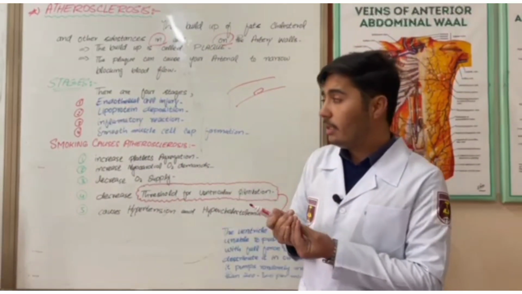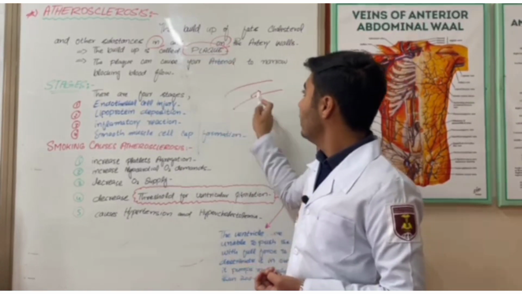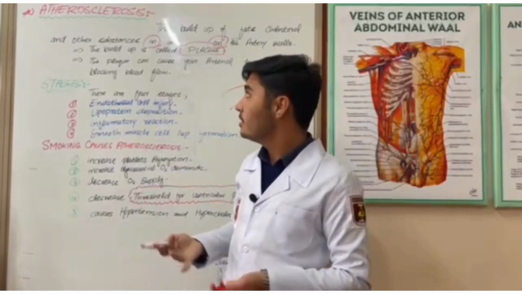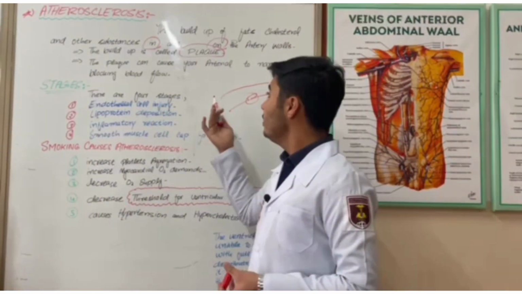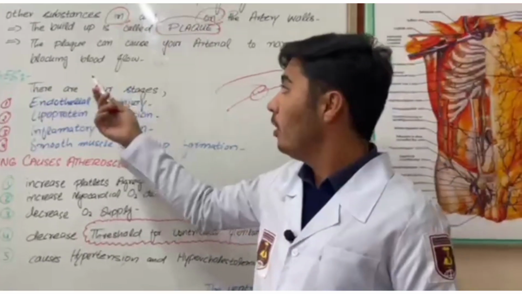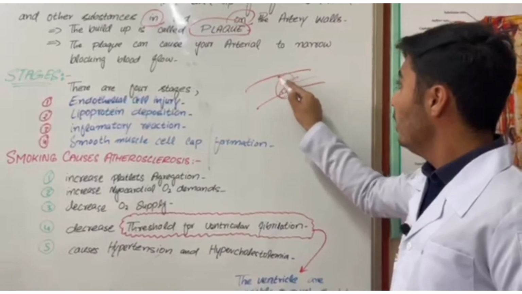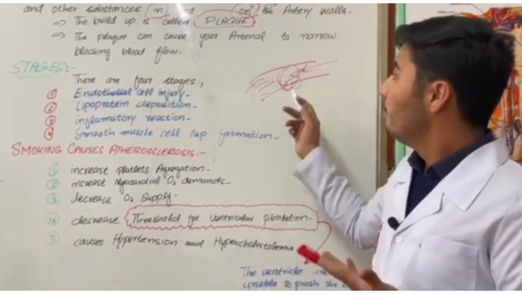The buildup is called plaque. It is made up of cholesterol and other substances. That plaque will cause the arteries to narrow, blocking the blood flow. It will narrow or block the artery so that the blood cannot pass through. This is called plaque.